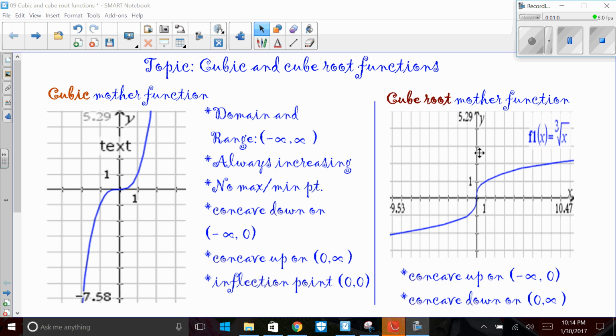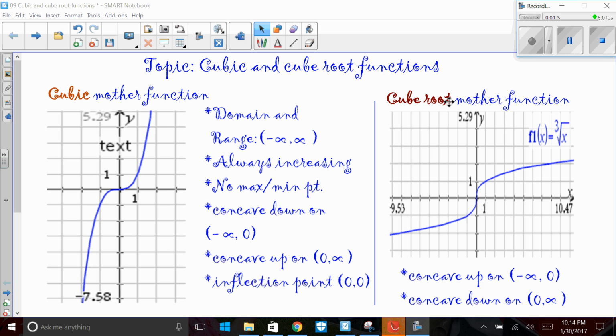And if you look at the cube root function, it's very similar to the cubic function. The only difference is the concavity. Concave up from negative infinity to 0 and concave down from 0 to positive infinity. It has the same inflection point, the same domain and range, increasing, no max or min. It has the same properties as the cubic mother function. So they are similar, but they look different. So just make sure you don't confuse them.